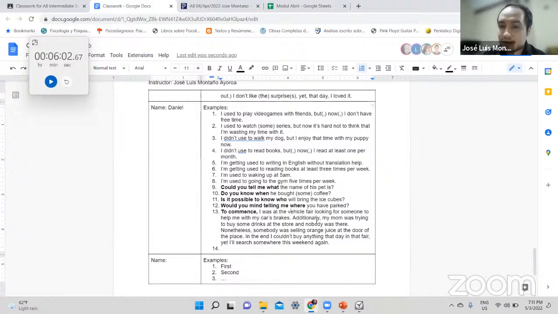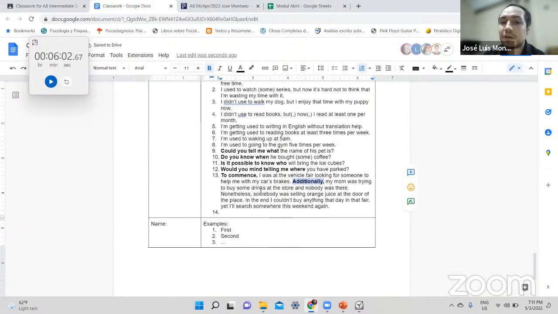Very good. Additionally, great. You're adding information. My mom was trying to buy something at the store. And here you need a comma, right? Why? Because my mom was trying subject verb complement at the store and nobody was there, right? Subject verb complement. As you have two different subjects, my mom and nobody, then it means that we need a comma before the fanboy. Okay, comma, and nobody was there.